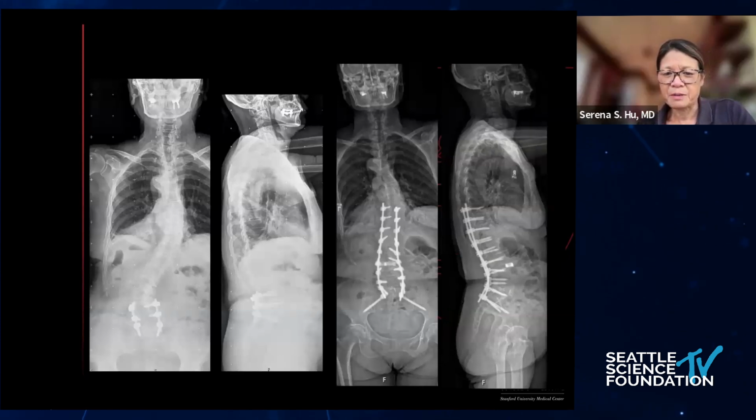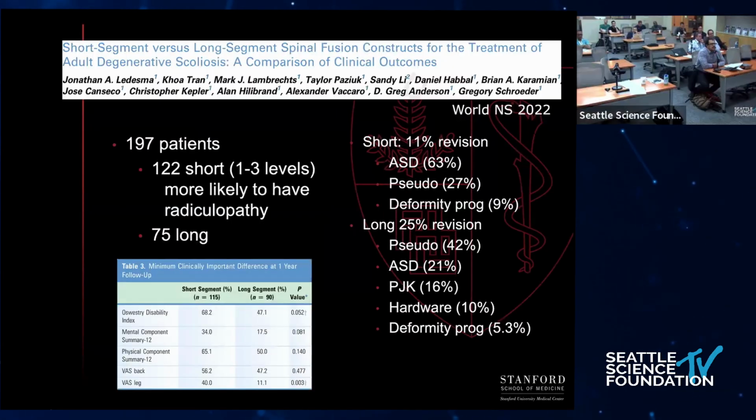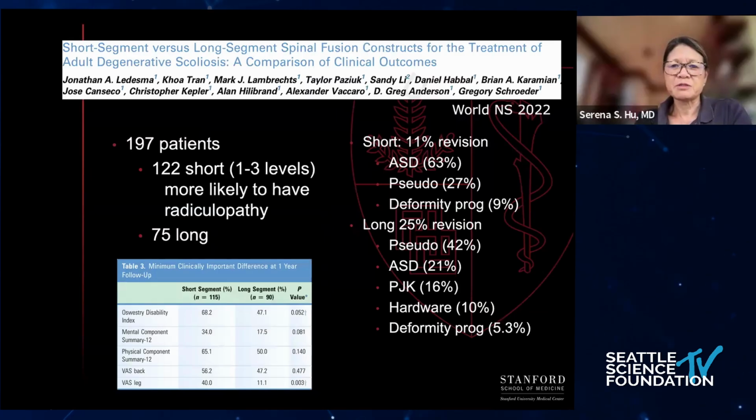So these are her X-rays pre and post-op, her short fusion of her fractional curve versus extending to include her scoliotic curve. Looking at patients who have short segment versus long segment fusions, it shouldn't be surprising. This is a paper out of Jefferson, and they looked at patients that had 1 to 3 level fusions versus longer fusions. Not surprisingly, there was a higher revision rate for long fusion patients because they had a higher rate of pseudoarthrosis, PJK, and other issues compared to short fusions, but patients with longer fusions had a lower risk of deformity progression.